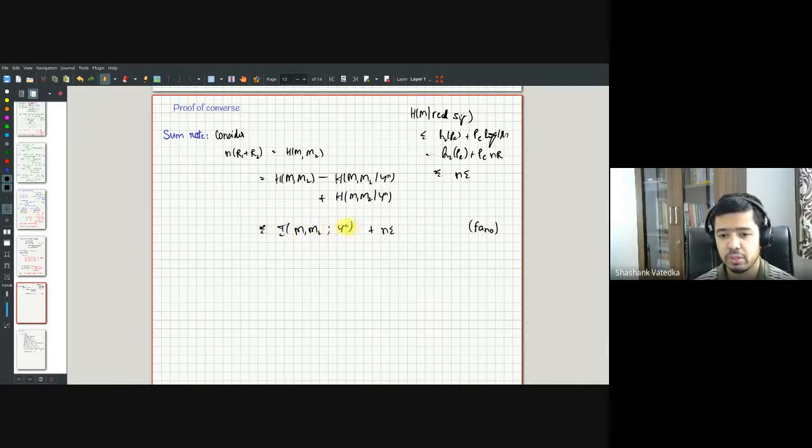Now the next step in any converse proof: I have I of M1, M2, the mutual information between the messages and Yn. This is more complicated because I don't know how it will behave. Instead, I want a mutual information between the input to the channel and the output of the channel. So can I do that, and how would I do it? I somehow want I of X1n, X2n, and Yn.